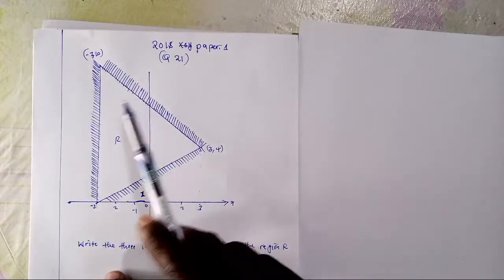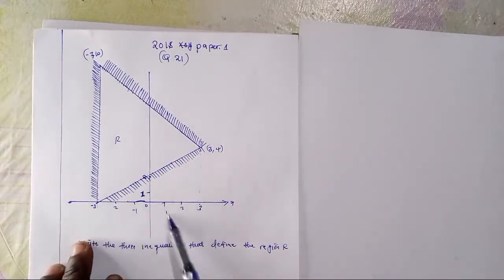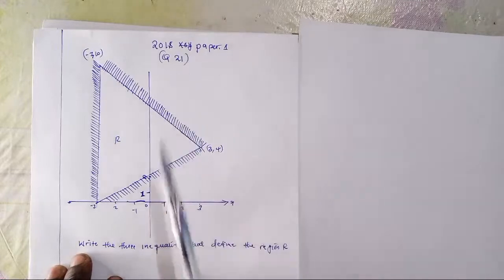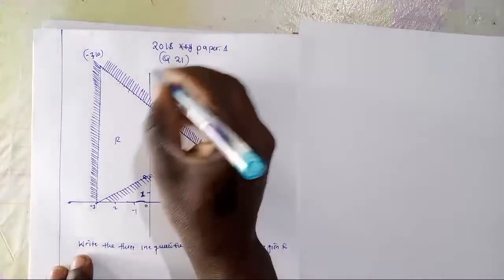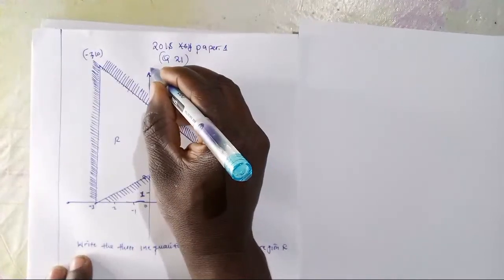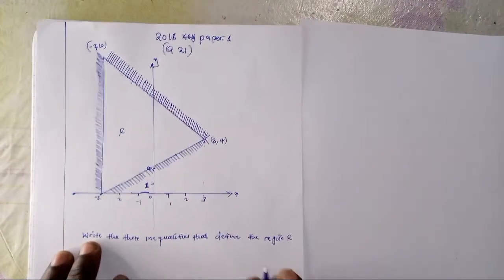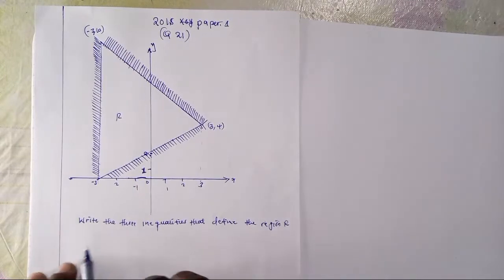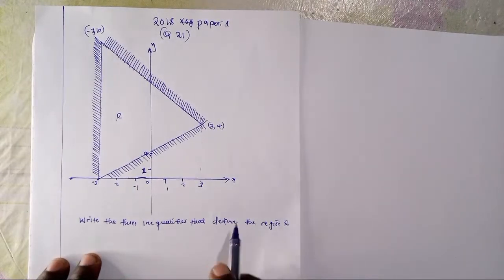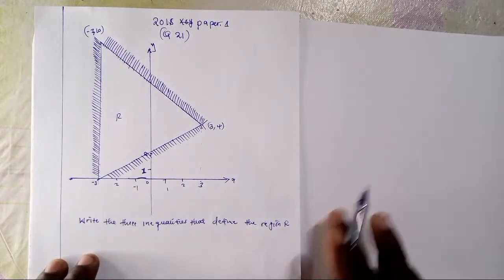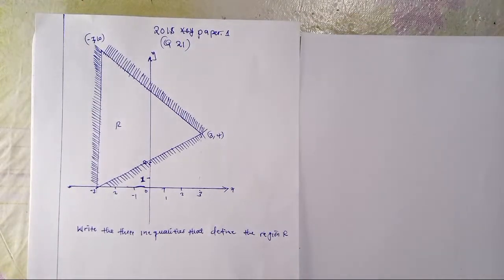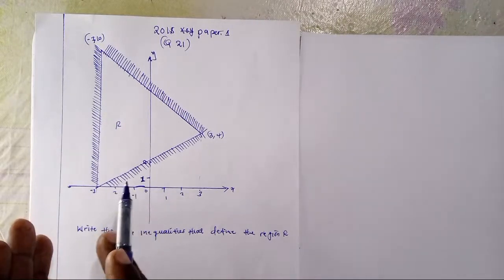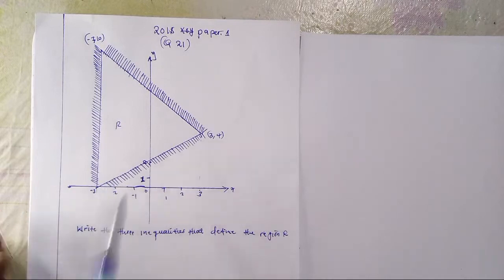So we have this diagram which has got an x-y plane. We have the x-axis and this is the y-axis. And the question reads, we are asked to write 3 inequalities that define the R region. So for you to write the 3 inequalities that define this region, you must understand the rules to follow.